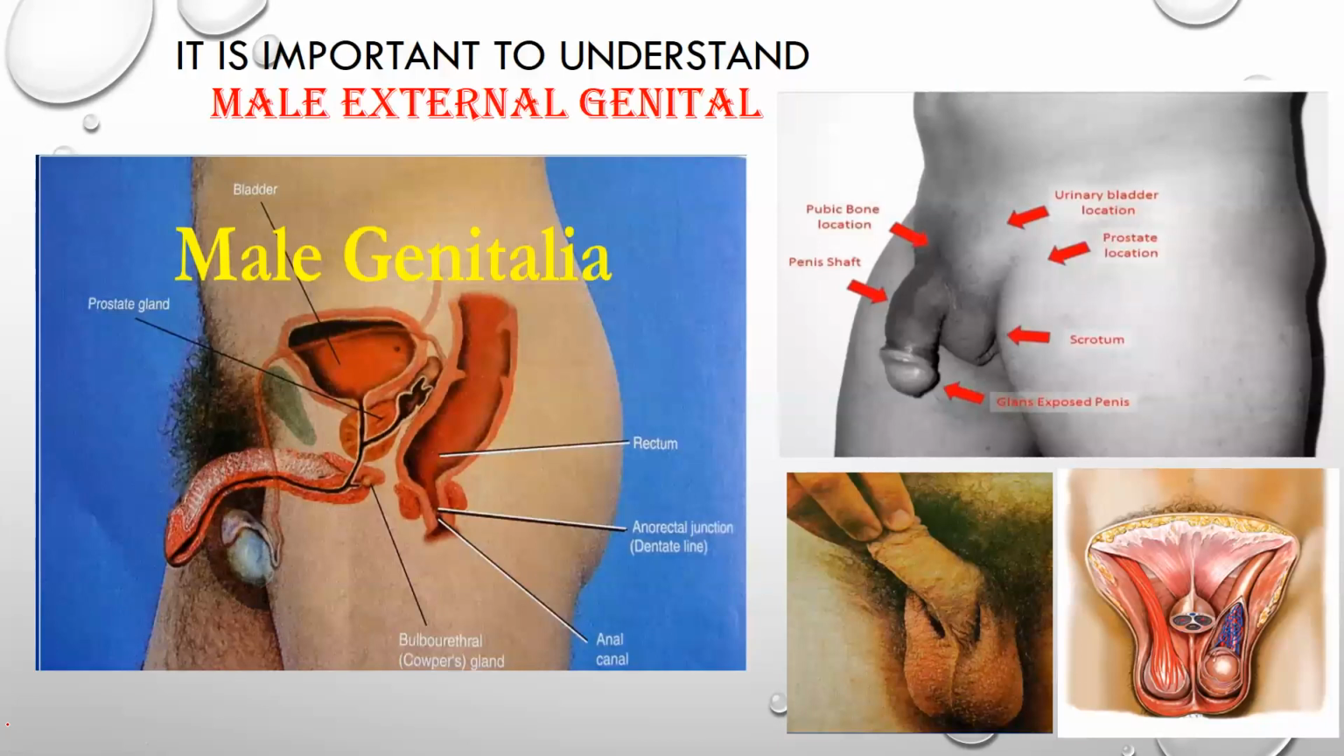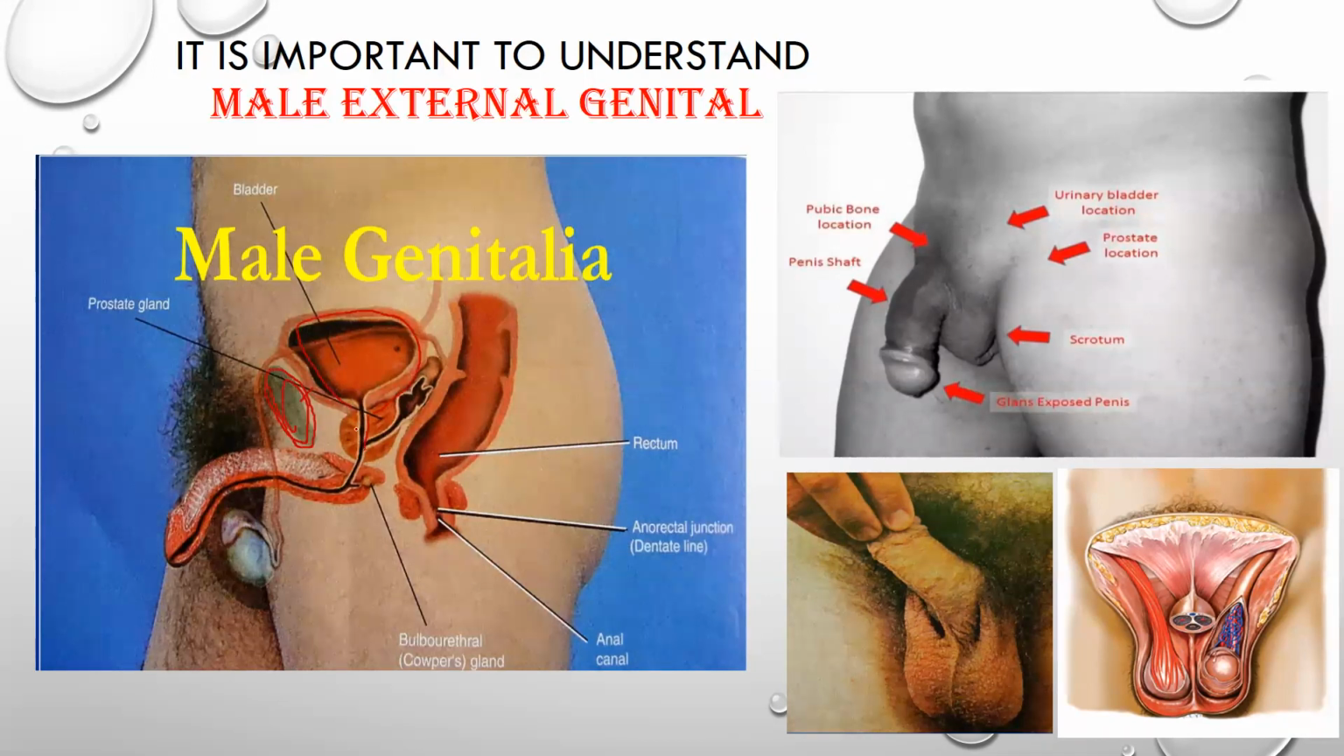I'm sorry if this picture is a bit offensive for some of you, but it is very important to understand when your patient is going to come. This is the male genitals. You can see the pubic symphysis, and behind it is the bladder.